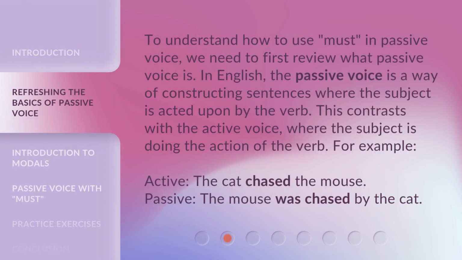To understand how to use must in passive voice, we need to first review what passive voice is. In English, the passive voice is a way of constructing sentences where the subject is acted upon by the verb. This contrasts with the active voice, where the subject is doing the action of the verb. For example, active, the cat chased the mouse. Passive, the mouse was chased by the cat.